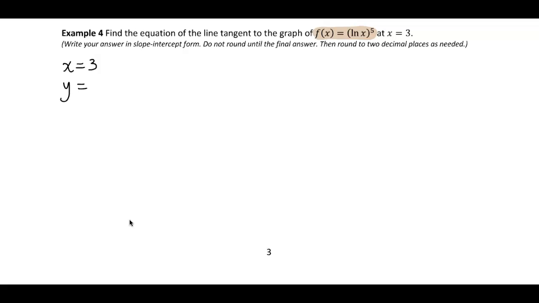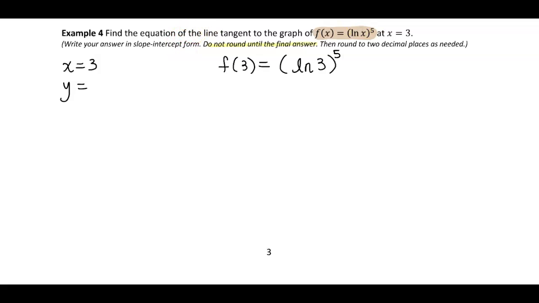So what is, I'll do the work over here, f of 3. Let's plug in 3 into the function. That will be natural log of 3 raised to the 5th power. And they did say write your answer in slope-intercept form. And one thing they said was do not round your answer until the final answer, then round to 2 decimal places as needed. I'll just leave it like this. Well, it's a y value, so maybe I can just go ahead and plug this in. This is natural log of 3 to the 5th.